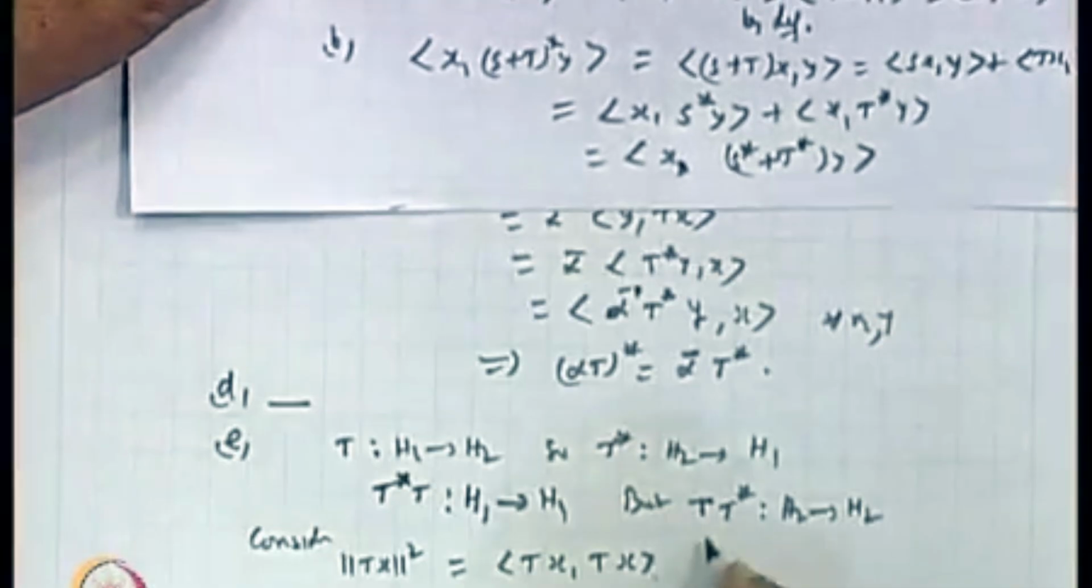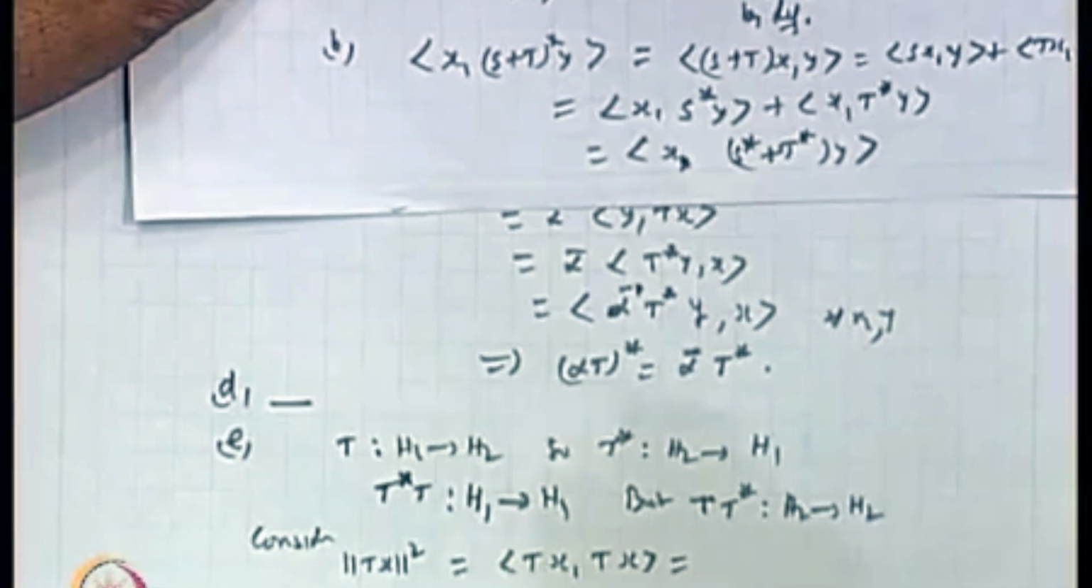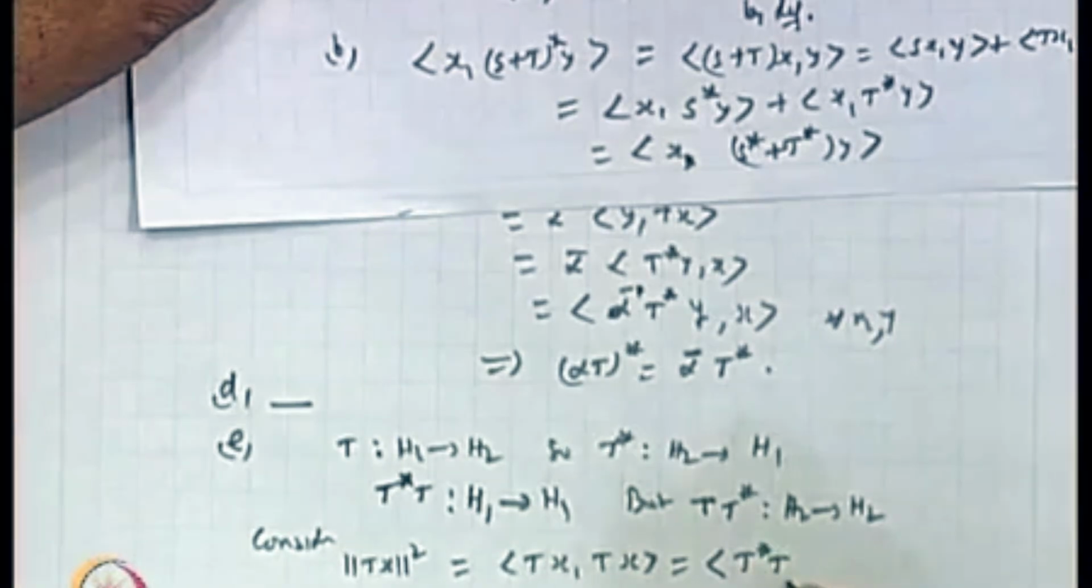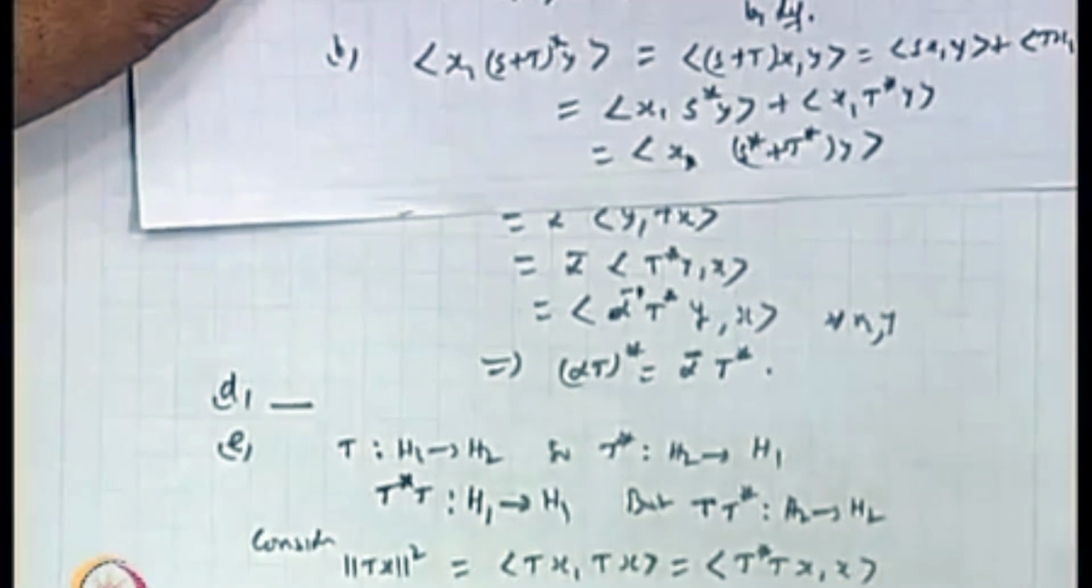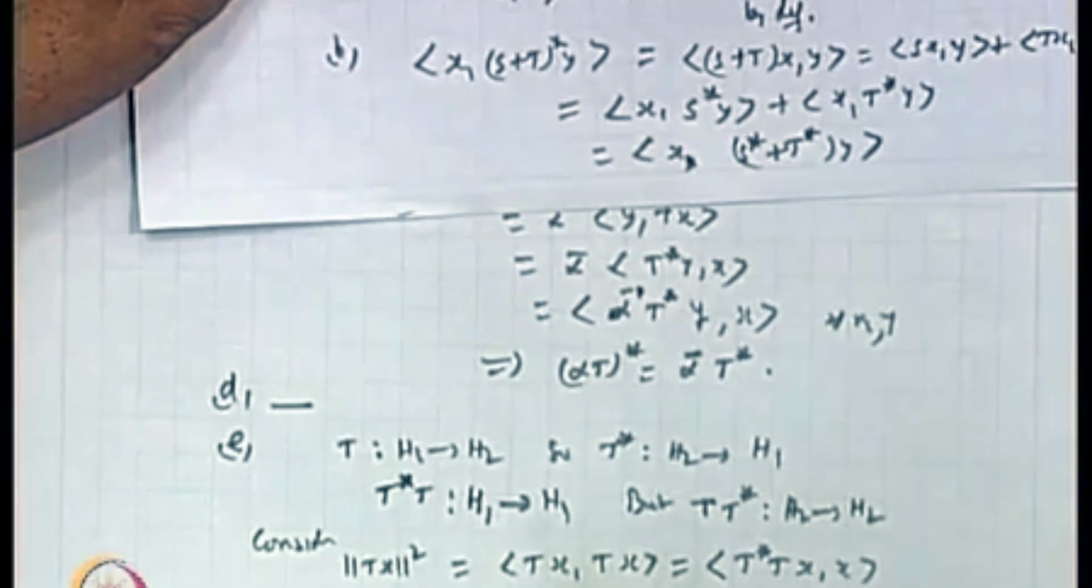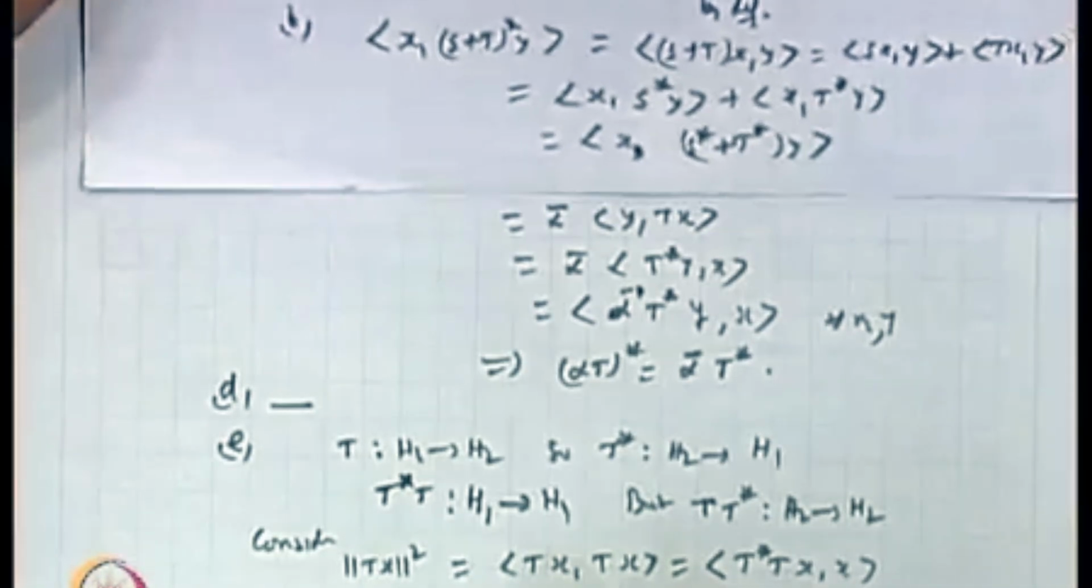Now this can be written as the inner product of T x with T x, is it correct? And this will be equal to, start with this, T star T x comma x, is it not? Now T and T star both are bounded. These are given to be bounded operators. So T star will also be a bounded linear operator.